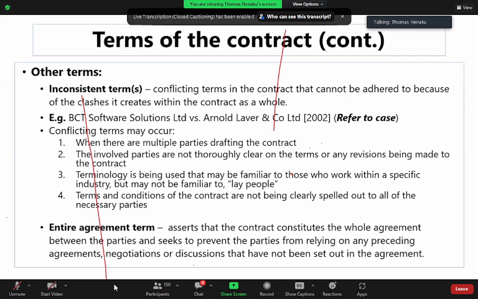And I think that I'm making reference to a certain case, and I'll project the case to expatiate on what these conflicting terms are. All right. And so there are conditions or situations that may give rise to conflicting terms within a contract. And those conflicting terms is what we are referring to as inconsistent terms.